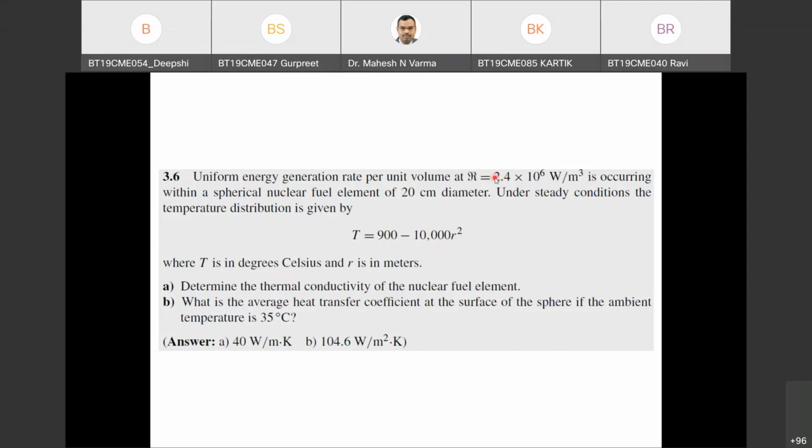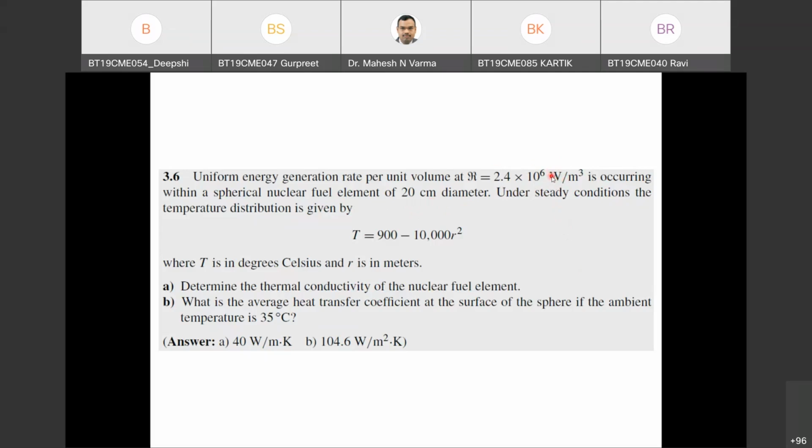You have this 2.4 into 10 raised to 6 watt per meter cube. Yes, sir. What is the volume of a sphere? Sir, I got 4.19 into 10 power minus 3 meter cube. How you calculated? 4 by 3 pi r cube. Okay. Now this multiplied by volume, you will get the rate. So what is the rate at r equals 20 centimeter? It will come in watt.